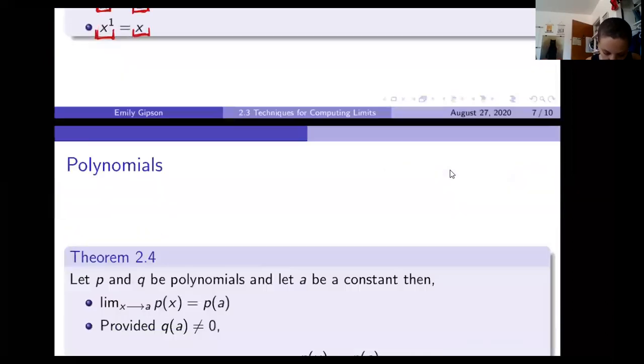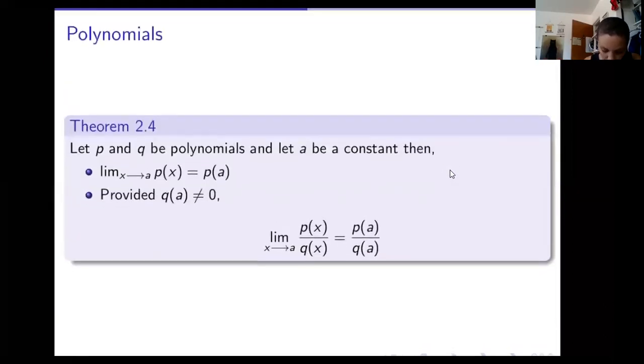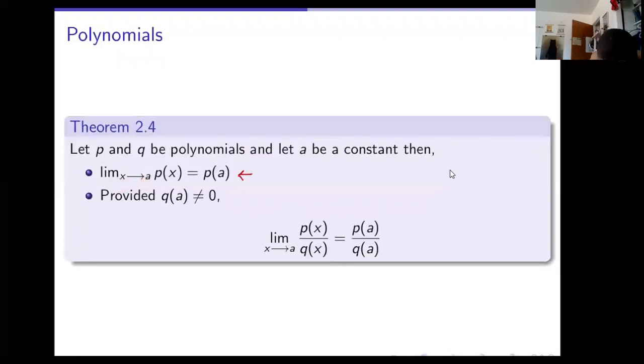Now, if we have a polynomial, then we can do something pretty special. Let's assume that P and Q are polynomials and let A be some constant. Then the limit as x approaches A of P of x is the same as just plugging in A. And you can use your limit laws to compute that.